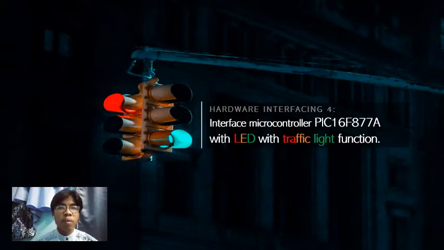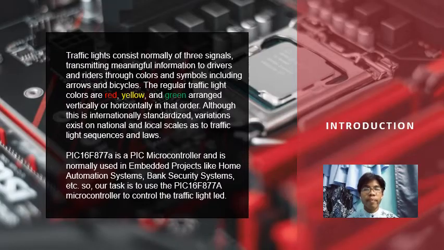For this project, we will use the PIC 16F877A microcontroller to control LEDs to function like a traffic light. A traffic light normally consists of 3 signals that transmit meaningful information to drivers and riders through their symbols and colors, including arrows and bicycles. There are 3 colors regularly used in traffic lights, which are red, yellow and green, arranged either vertically or horizontally in that order.